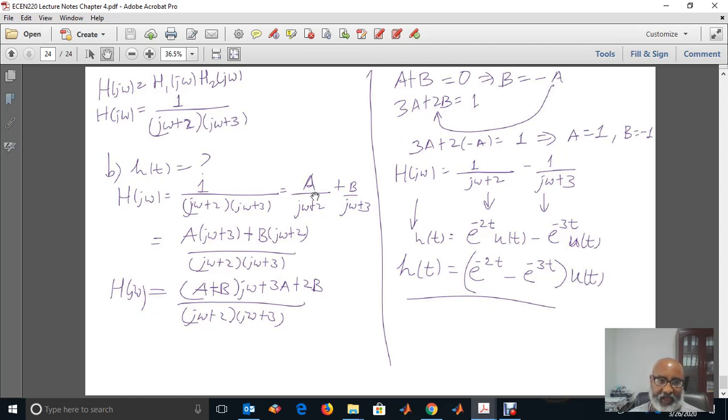So in general, to summarize, we change the differential equation to the frequency domain, and in the frequency domain, we solve for the required frequency response, Y(jω) or X(jω), and we change it to the time domain.